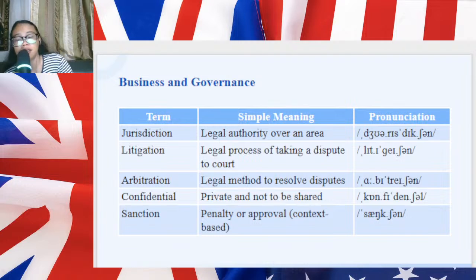Okay, that's sanction. Pronunciation-wise, we have sanc, which has a short vowel sound and a nasal sound, NG sound, basically. And then tion, shun. So this is sanction. First syllable is the stressed syllable. Again, this is sanction. And those are the words under business and governance.